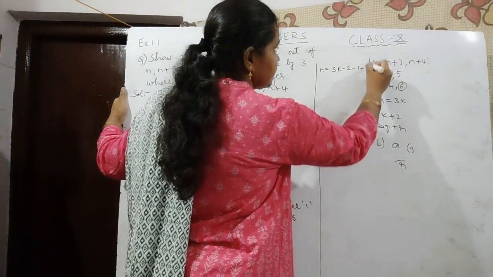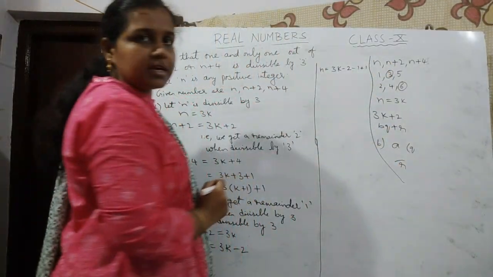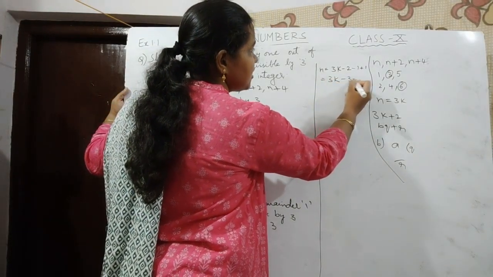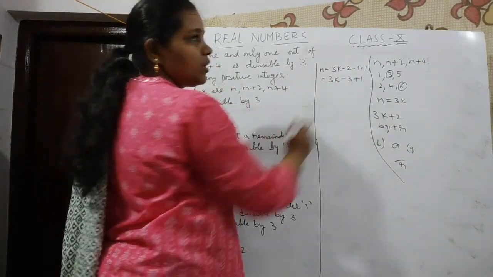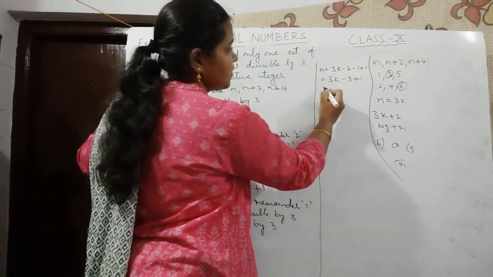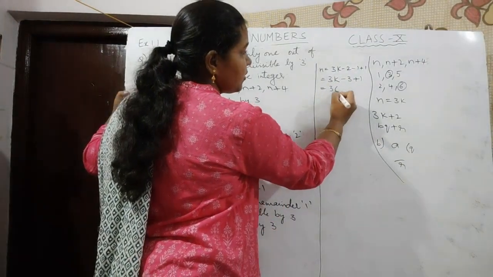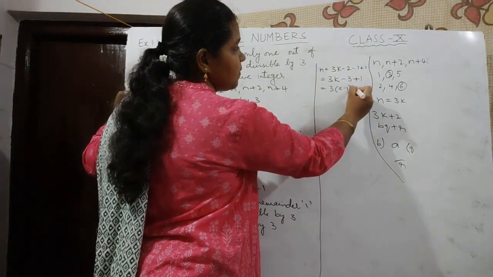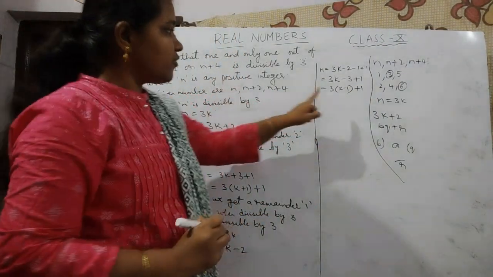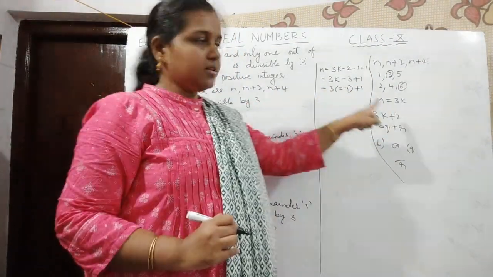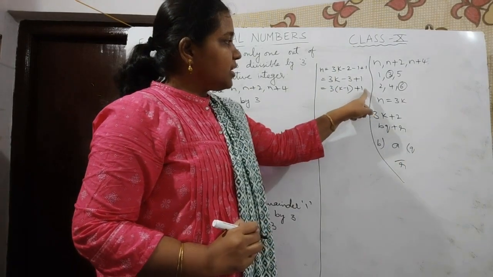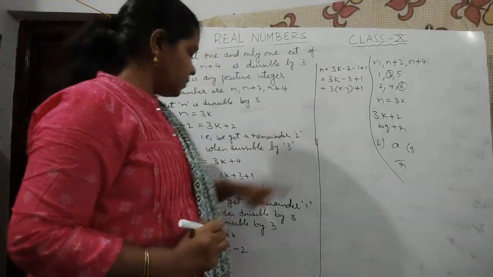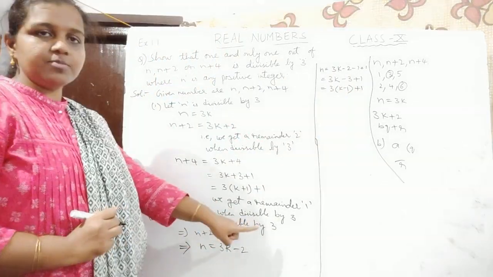Minus 1 plus 1. This is the rough column. Minus 1 plus 1. So I'll get it as 3k minus 3 plus 1. I'm subtracting 1, adding 1 to make this minus 3. So from this, I can take out 3 common: 3 into k minus 1, plus 1. So now this is in the form of bq plus 1. So I'm getting a remainder 1 when divisible by 3. I'm getting a remainder 1 means this n is not divisible by 3.